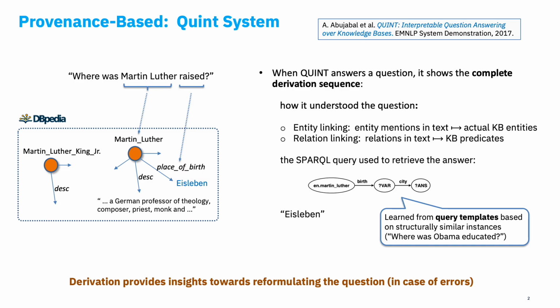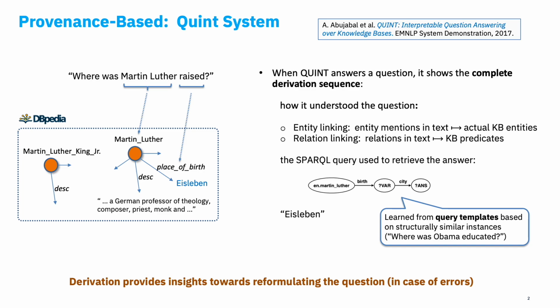Similarly, relation linking is the task of correctly understanding and disambiguating each relation in the question to a concrete knowledge-based predicate. For example, raised needs to be linked to the DBpedia predicate place of birth, which is associated with the Martin Luther entity. The derivation sequence then also includes the actual SPARQL query that is formed based on the entity and relation linking steps, and then the final answer, which is Eisleben in this case.